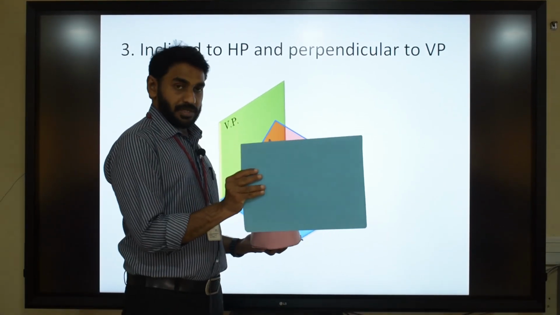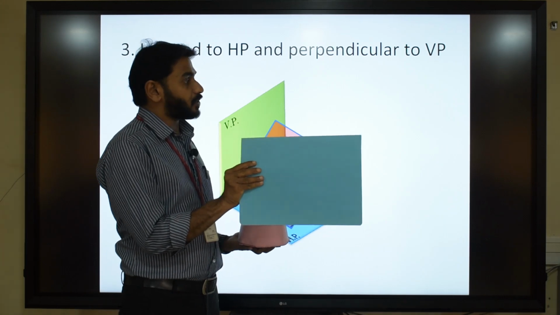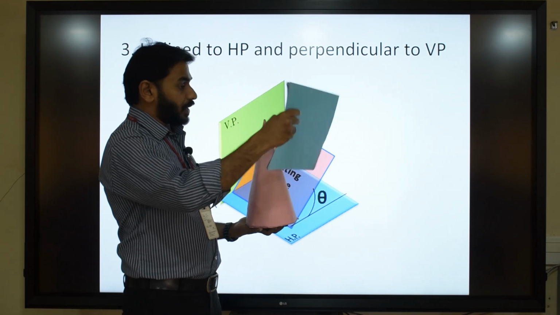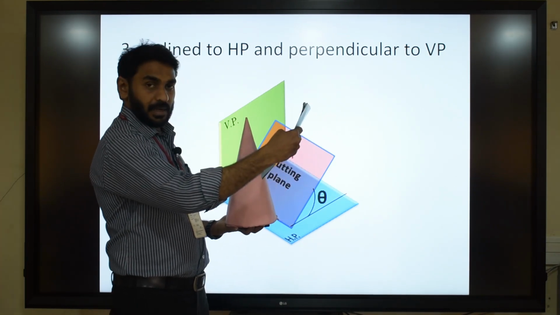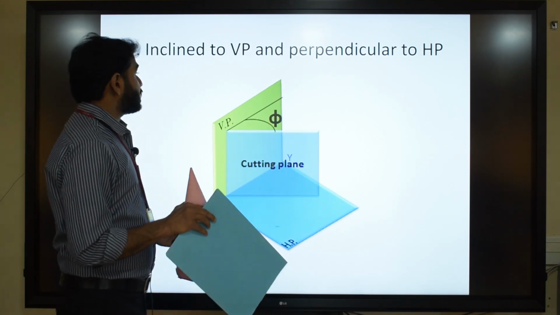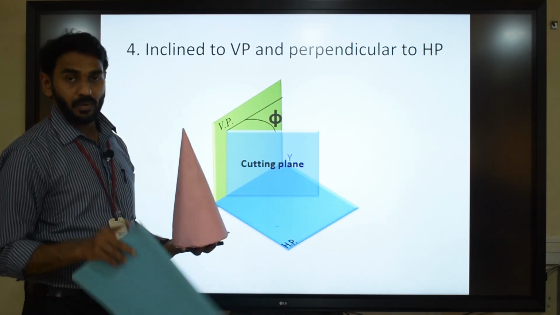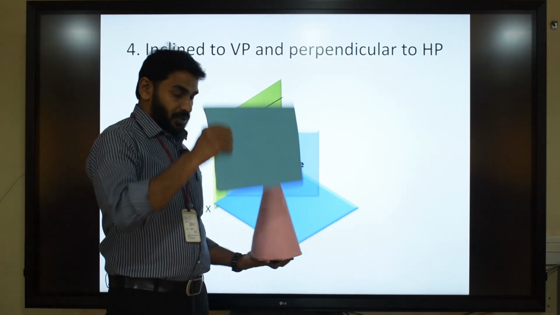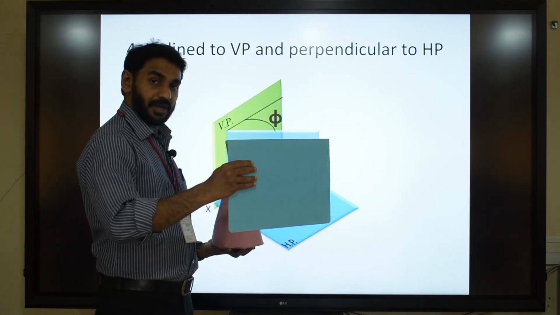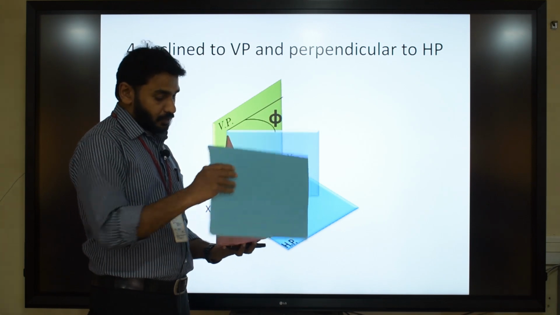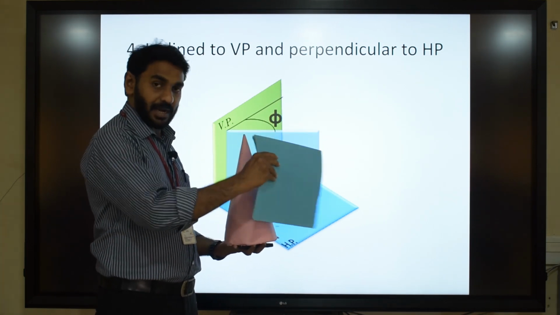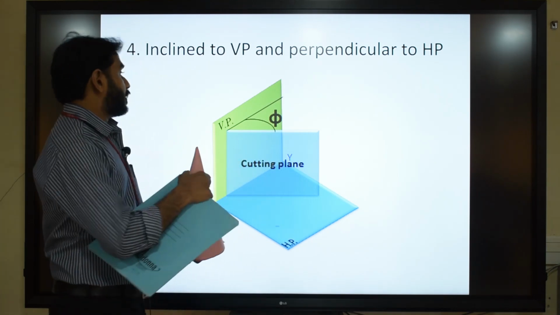So it will no longer be parallel to HP, it will be inclined to HP and perpendicular to VP like this. Now the next case is a section plane which is inclined to VP and perpendicular to HP. So the section plane is perpendicular to HP and it is not parallel to VP, it is inclined to VP. So you can remove some portion of the solid not exactly from the front side, but from the side of the solid.